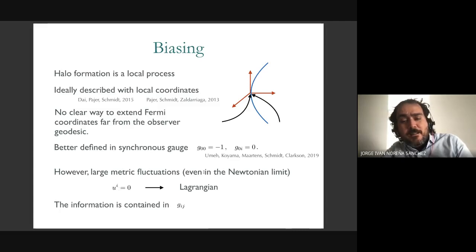So the metric, even in the Newtonian limit, is large. It's not a small correction to the Minkowski metric. Even in the Newtonian limit, the metric is very large because you put all your information about structure inside your coordinates. That's good and it's consistent, as we know. You can do Lagrangian perturbation theory without any problem, but you cannot do the weak field approximation. And of course, there is probably some way to do an approximation around Newtonian Lagrangian theory, but developing it from scratch would be just too much work.